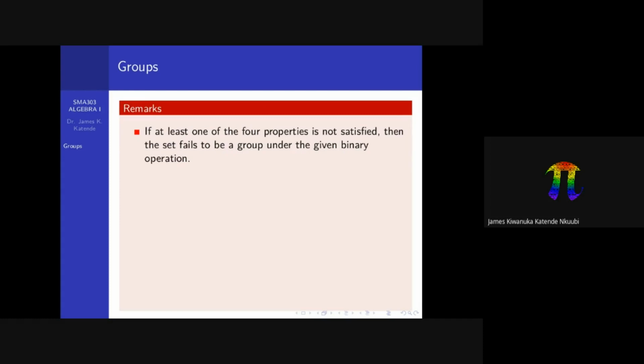So basically what I'm saying is that if you are showing that a set is not a group under a given binary operation, you simply need to find one property among the 4 that we listed earlier that is not satisfied. One property that is not satisfied.